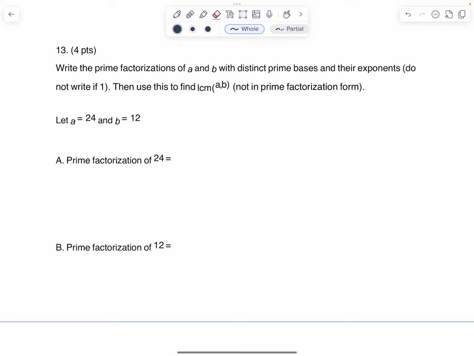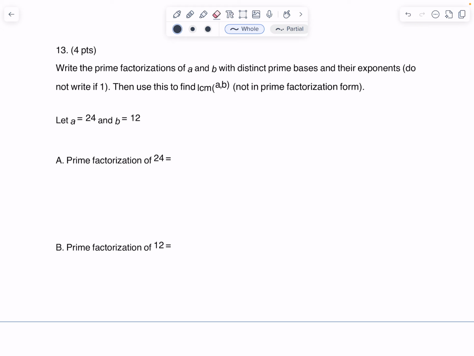This is question 13 on the extra practice paper review for the Unit 1 test. So when we write prime factorization, what we're going to do for this particular one is find the LCM. So we're going to prime factor both numbers, then we're going to look for the greatest amount of each prime that we see. So we're going to prime factor the 24 first.